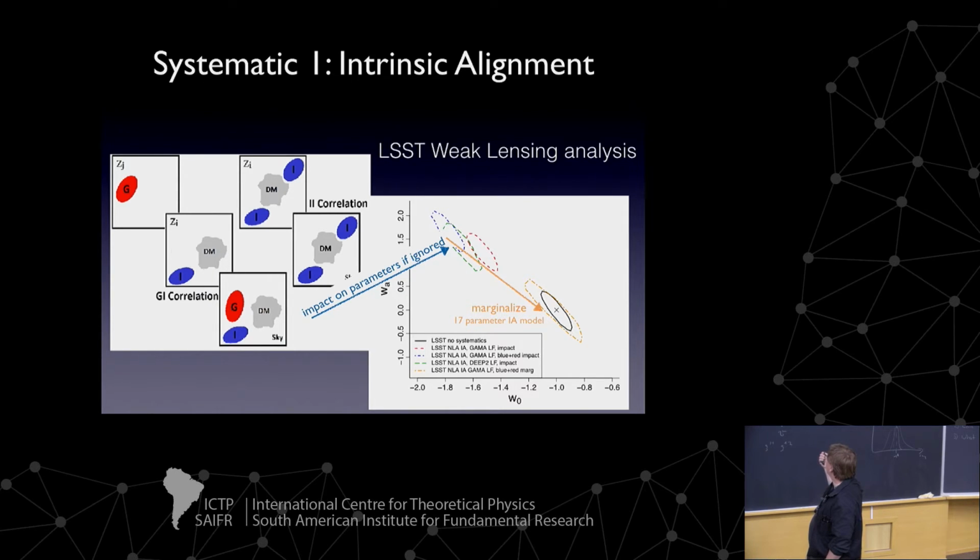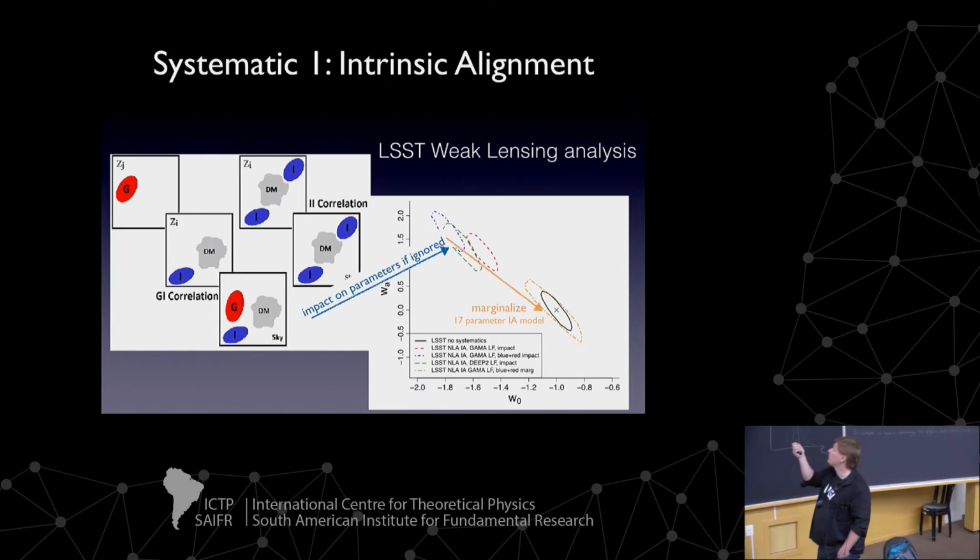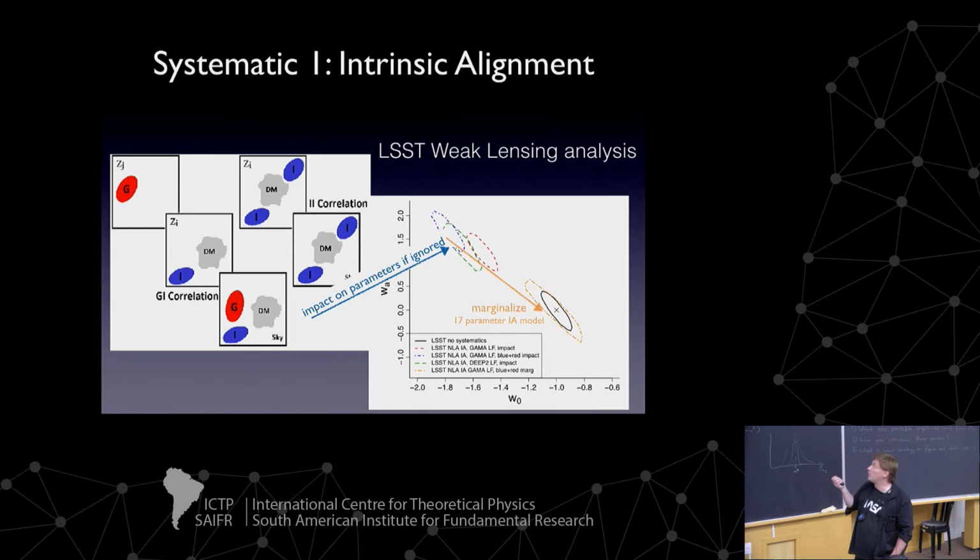So you start out from no intrinsic alignment and you end up with a black ellipse. If you contaminate your data vector with some intrinsic alignment, you actually end up with your ellipse being relatively far away. It's very close to the comic that I showed before. Now, okay, you know intrinsic alignment exists. I have to include it in my model.